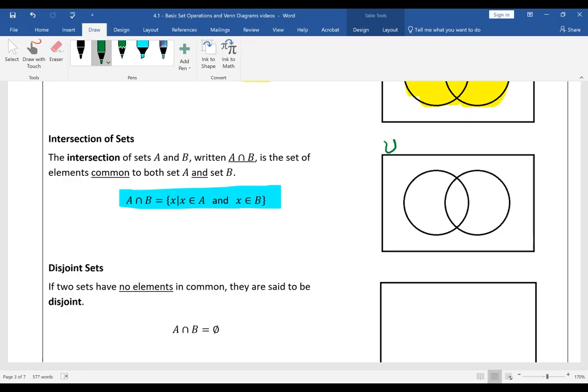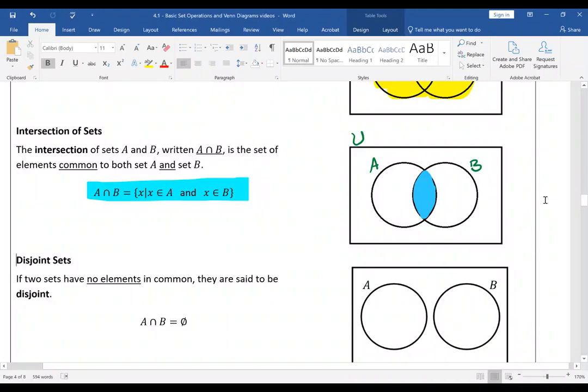We have U, the rectangle, the universal set. The first circle represents set A. The second circle represents set B. The intersection. Think of intersection as finding the elements the two sets share, what they have in common. Let's highlight the intersection of the sets A and B. It's the part where the two circles intersect. This is the intersection of sets A and B.